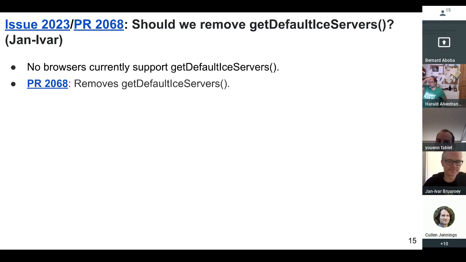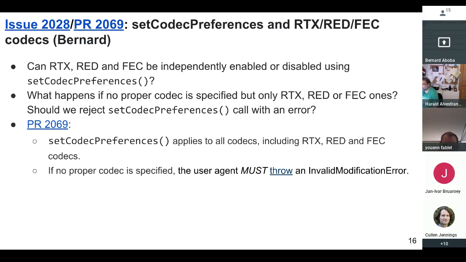Issue 2028 and PR 2069, Bernard. Okay, so this one is about setCodecPreferences and how it relates to RTX, RED, and FEC. The two questions that came up were, does setCodecPreferences affect RTX, RED, and FEC? And then what happens if you end up with no codecs specified, like you take out all the codecs except for RTX, RED, and FEC? Does that result in an error? So in PR 2069, we basically say that setCodecPreferences applies to all codecs. So you can use it, for example, to remove RTX, RED, or FEC codecs if you want. And it also says that if there's no proper codec specified, so if all you're left with is RTX, RED, and FEC, then you'll throw an InvalidModificationError.